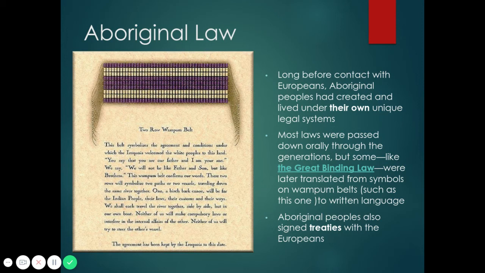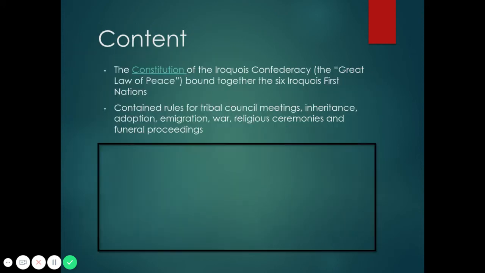That's deep. And then take a look at the last line. This agreement has been kept by the Iroquois to this date. They've kept their end of this agreement. The question we have to ask ourselves, those of us that are non-Indigenous people, is have we kept our end of the bargain? And of course, this also really applies to when we're talking about treaty law. There are hundreds of treaties that were signed between Aboriginal people and the Europeans. And of course, one of the great tragedies is how many of those treaties were broken.